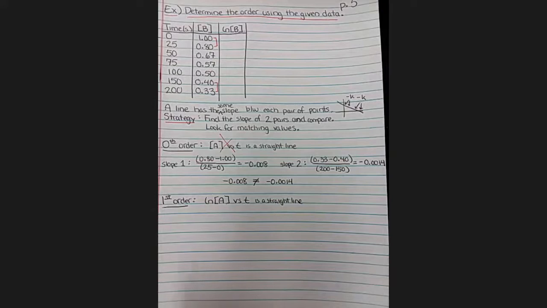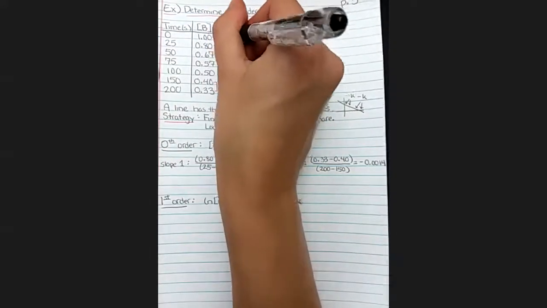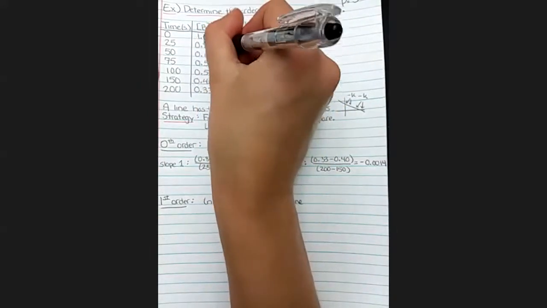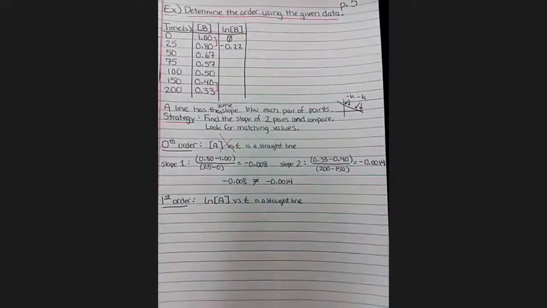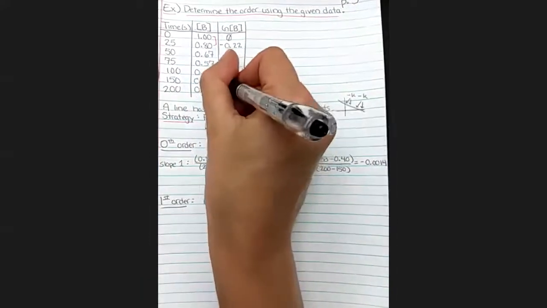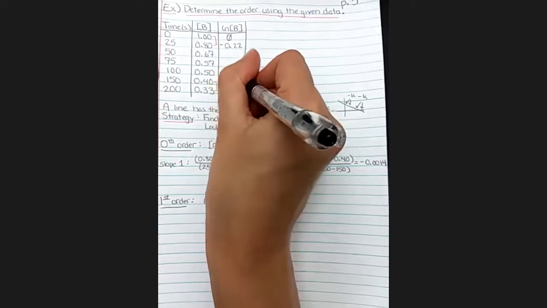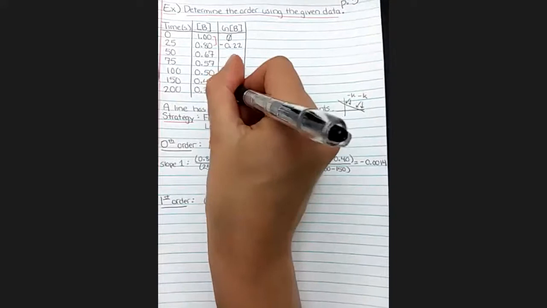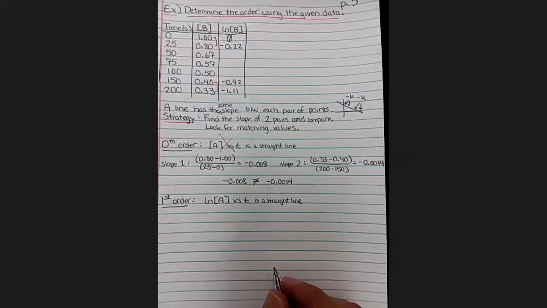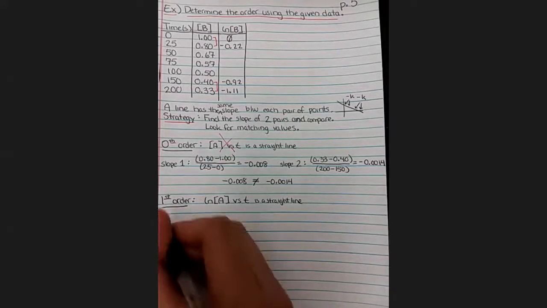So we'll do the natural log of 1. That's 0. Do the natural log of 0.8, negative 0.22. Then we'll do natural log of 0.4, negative 0.92, natural log of 0.33, negative 1.11. So you don't have to do the whole column of data. You only need to do the numbers you've chosen to use for your 2 points.